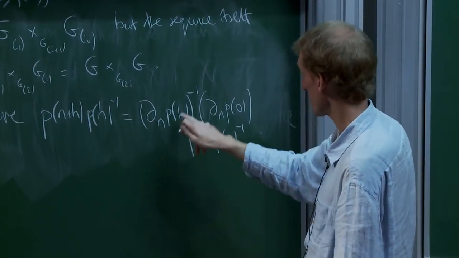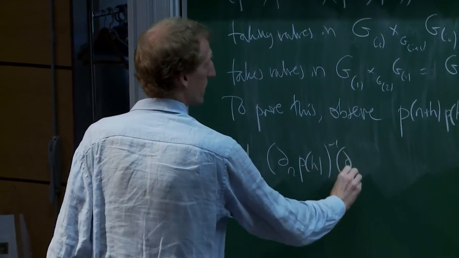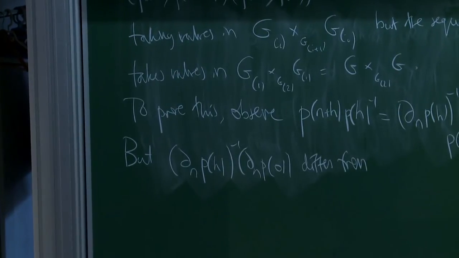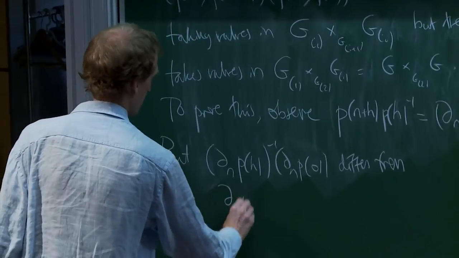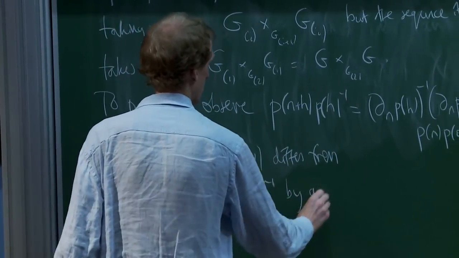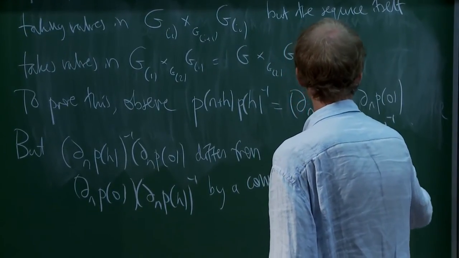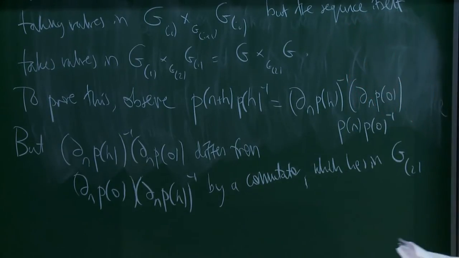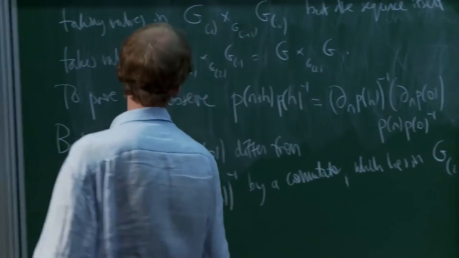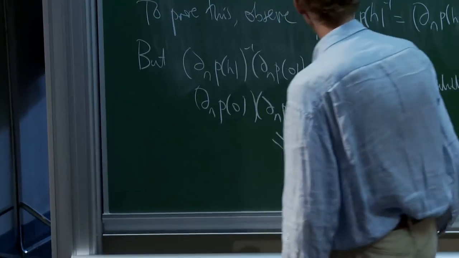But then Δ_n P(h) inverse, Δ_n P(0) differs from Δ_n P(0), Δ_n P(h) inverse by a commutator, since I can swap the order of these. Which certainly lies in G2. And this is in fact the derivative Δ_h Δ_n P of 0. It's a second derivative which also lies in G2.